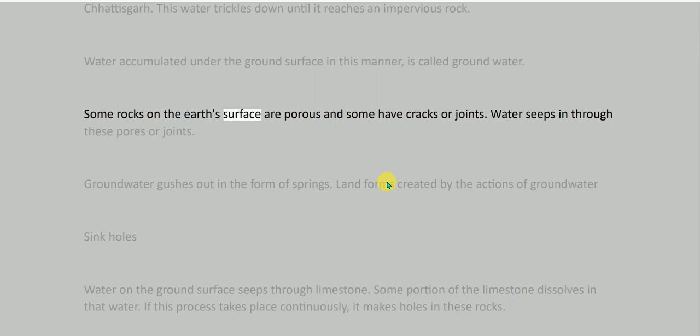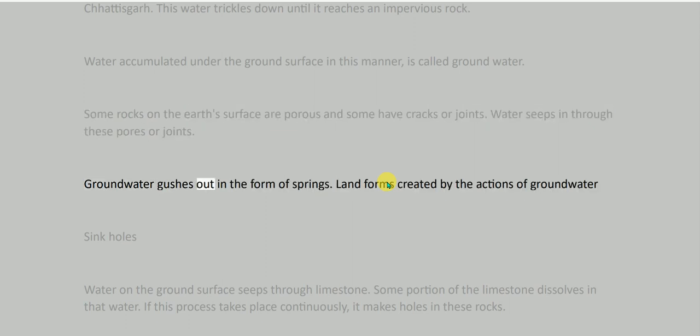Some rocks on the Earth's surface are porous and some have cracks or joints. Water seeps in through these pores or joints. Groundwater gushes out in the form of springs.